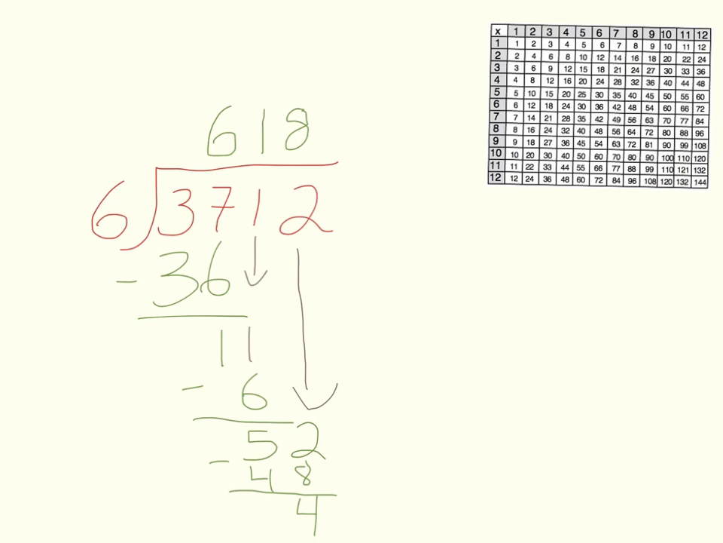Now, there's nothing else to bring down here. We're at the end. So I know that my remainder is going to be 4. So my answer is 618 with 4 remainder.